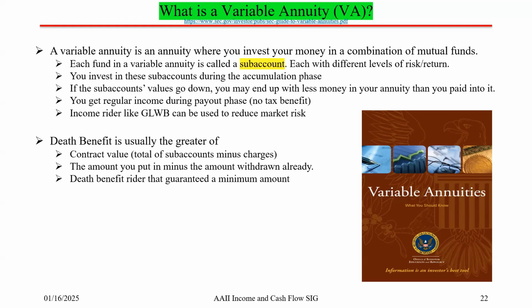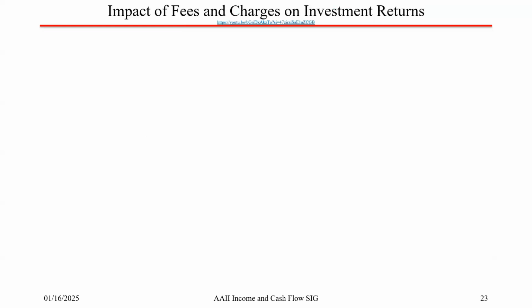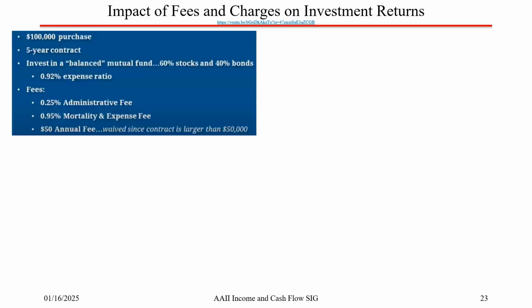And here's a possible death benefit, and fees and charges. So what's new here is the sub-account expense. These are mutual funds. The mutual fund has an expense ratio that's usually higher than ETF, right? And if you buy the income rider, there's a rider charge. If you have other riders, there are other rider charges. Okay, and here's an example showing the impact of these fees and charges on your investment return.